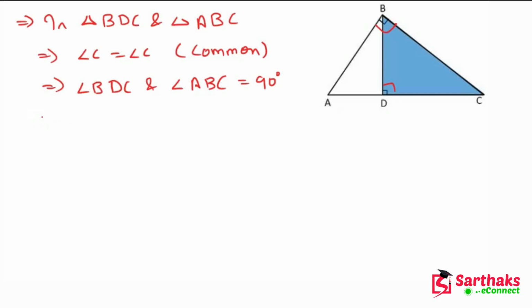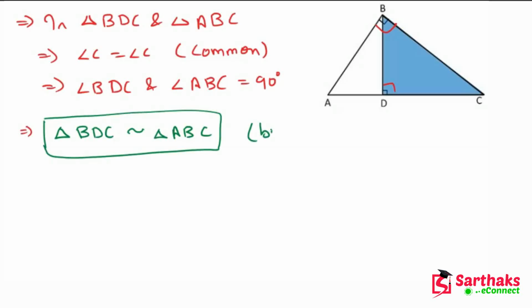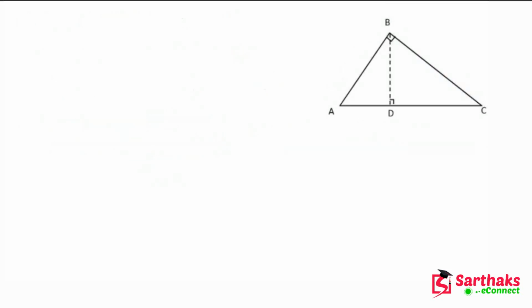So again my dear friends, we can say that triangle BDC is similar to triangle ABC. Again, this is by what? By double A similarity criteria. I hope you get this point. So this is the second case which we are proving, and we can say hence proved. Now let's move on to the third case.